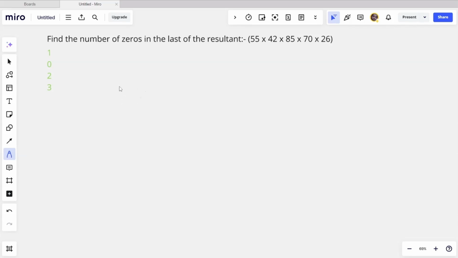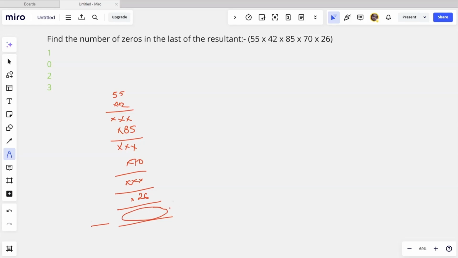Okay, so if we try to solve this question by using conventional mathematics, which is something like this: 55 into 42, it will give some result, and we will multiply that into 85, it will also give some result, into 70, it will also give some result, into 26, and after that this will be our final step and we will get our resultant, and we can check how many zeros are in our product and tick the correct option. Okay, but it is a lengthy process. And in the examination we do not have enough time to do such things, because the aptitude exam is a really tough exam.